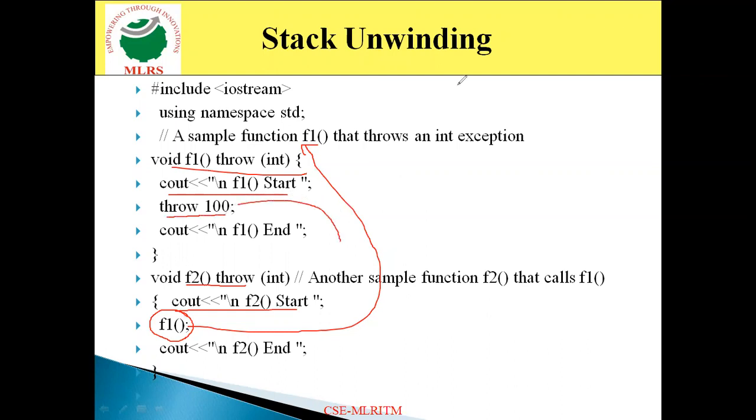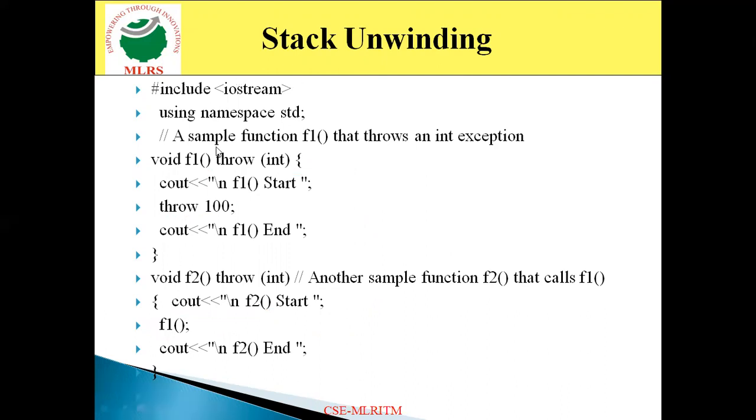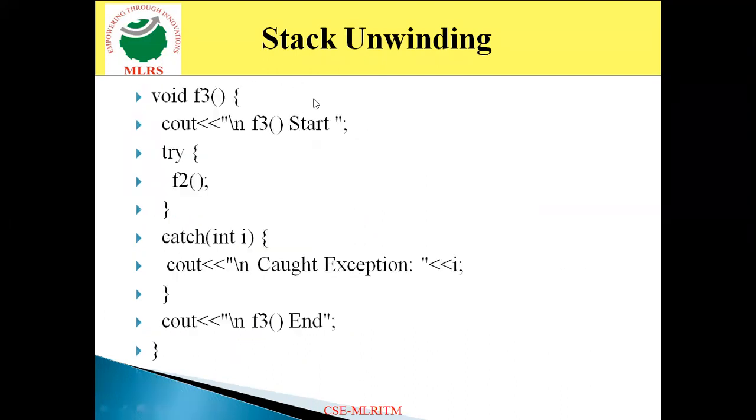When it executes the throw statement, it immediately executes the catch block. Now come to the catch block. In the catch block, the statement is caught exception and i. The i value here is nothing but 100. So caught exception 100 will appear on the output screen. After the catch block, the next statement is f3 end. It displays f3 end on the output screen.